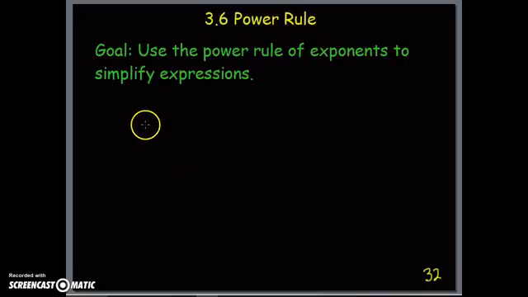Today's video, we'll cover the power rule. This is the third exponent rule that we are going to learn about. Our goal today will be to use the power rule of exponents to simplify expressions.